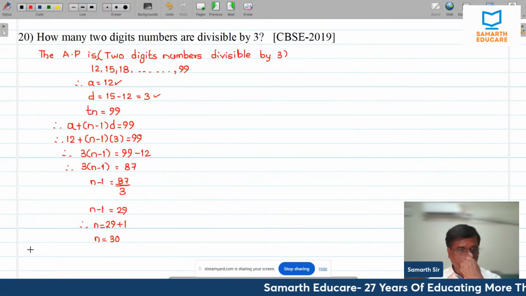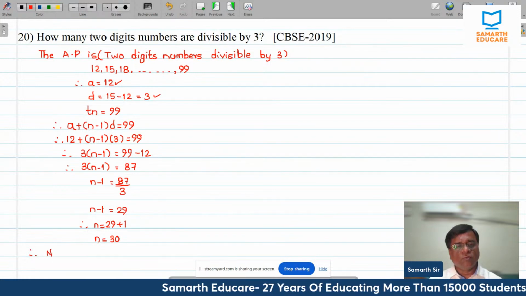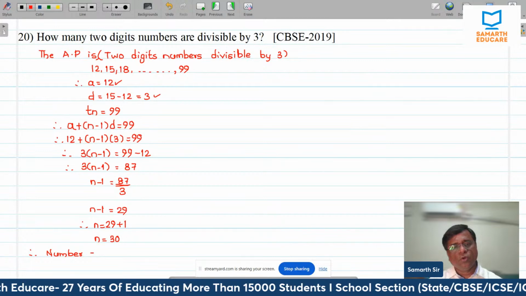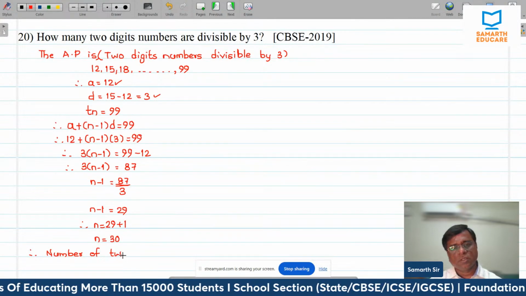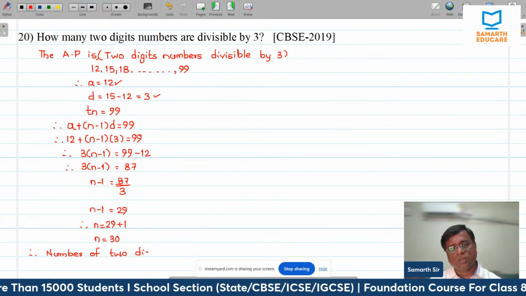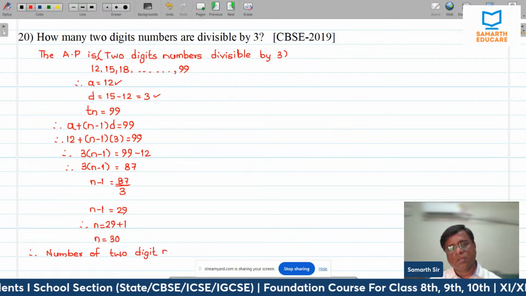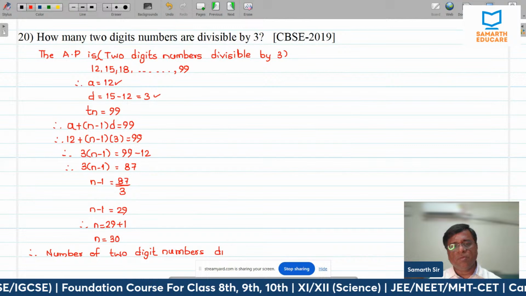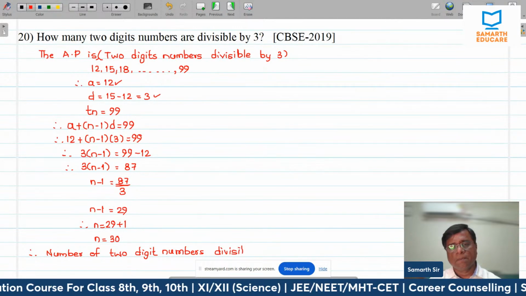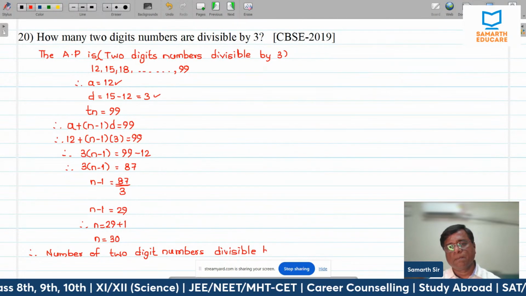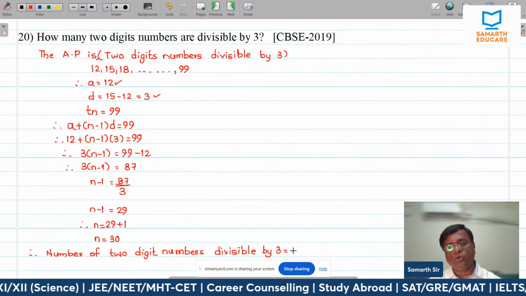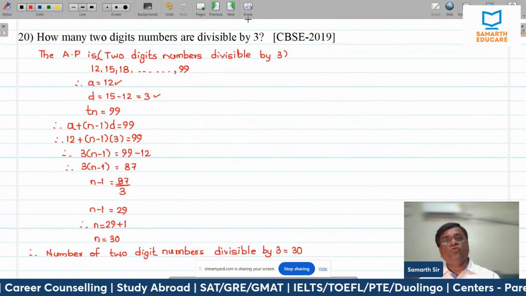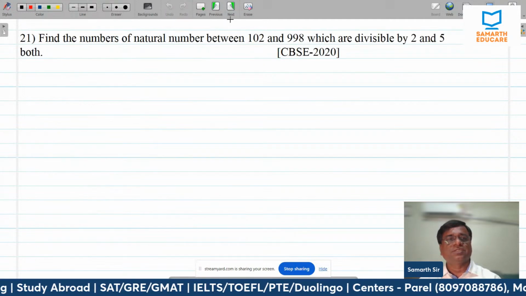That means the final answer, therefore, number of two-digit numbers divisible by 3 is equal to 30. Okay, let's have a look at some few questions which are similar to this.